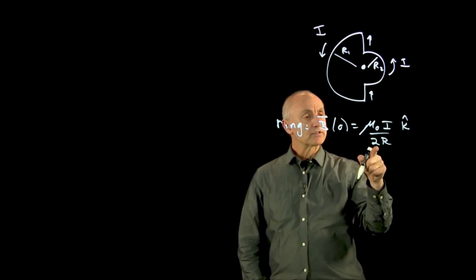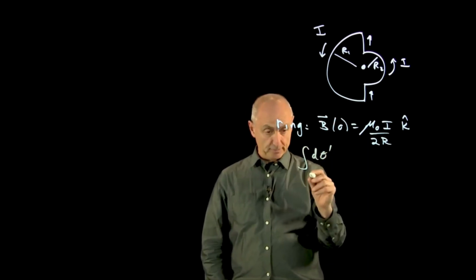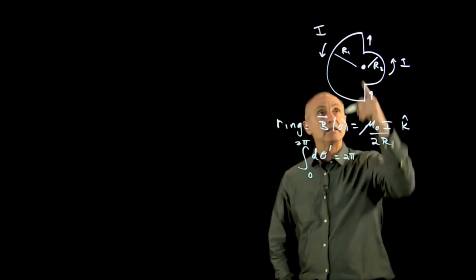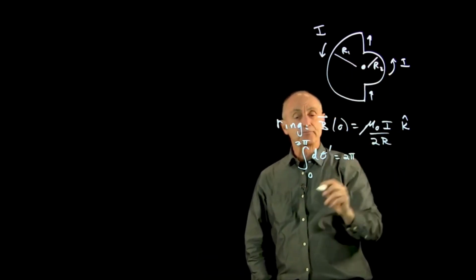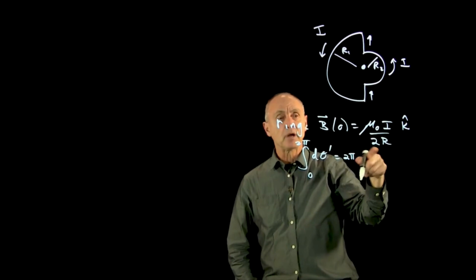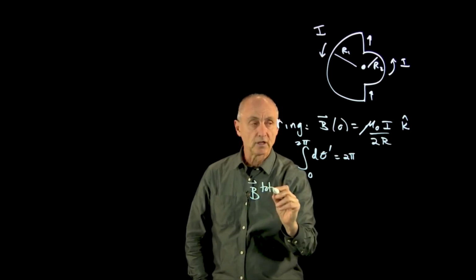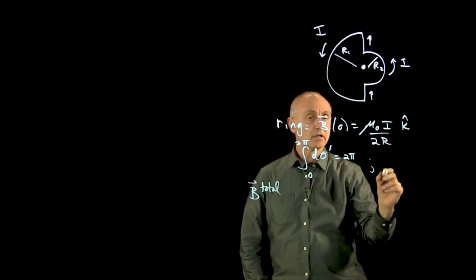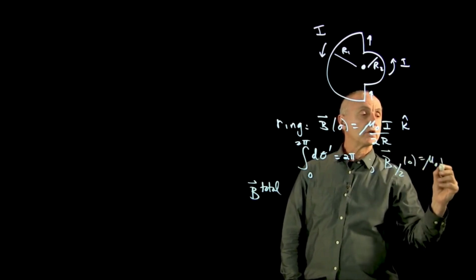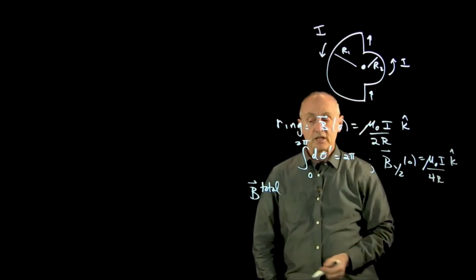And why was this factor 2 here? Because if you went back and looked at it, we were integrating d theta prime from 0 to 2 pi, and that gave us a factor of 2 pi. But in this example, for either of these legs, we're only going to go through half a circle, so our field will be down by a factor of 2. And so what we can say here, let's just make a point about that: the field of half a ring at the center is mu naught I over 4 r k hat, where r is the radius of the ring.